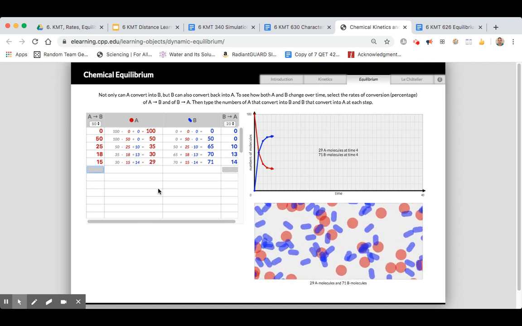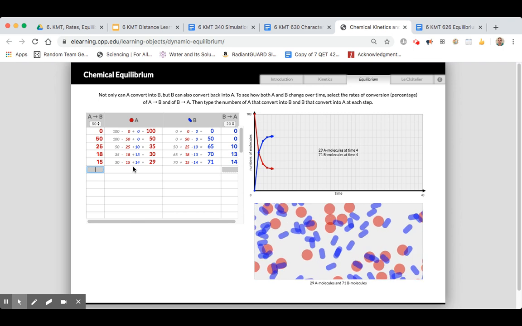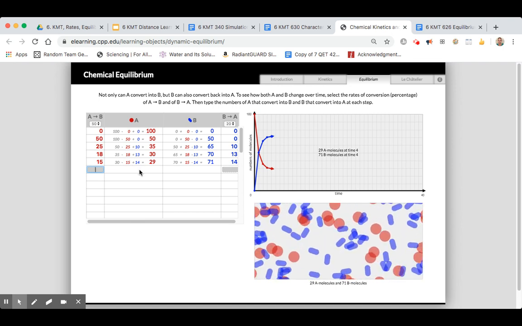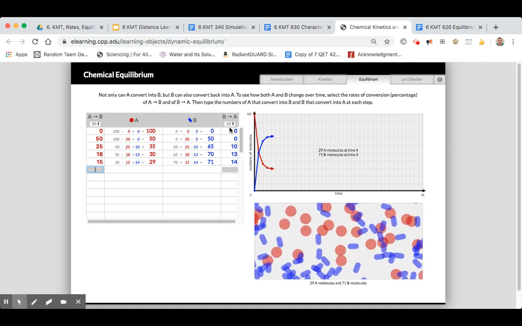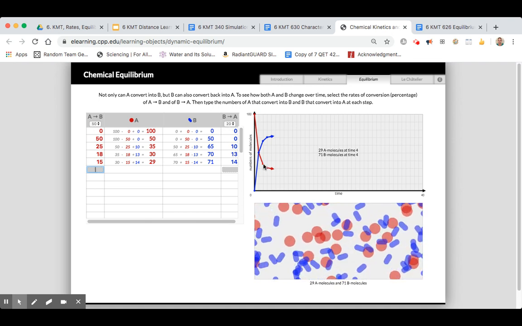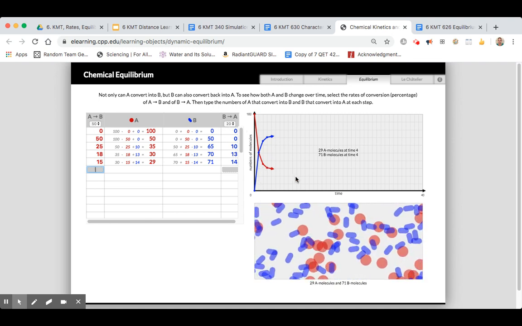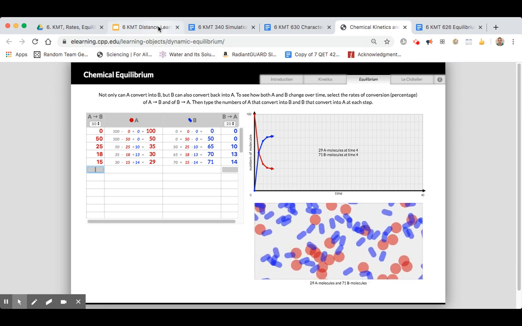All right, now I'm going to keep going. I'm going to do about 50% of, and you want to continue. You're going to go ahead and do this. Try some different percentages and work that out. And then we'll discuss how these lines work out next class.